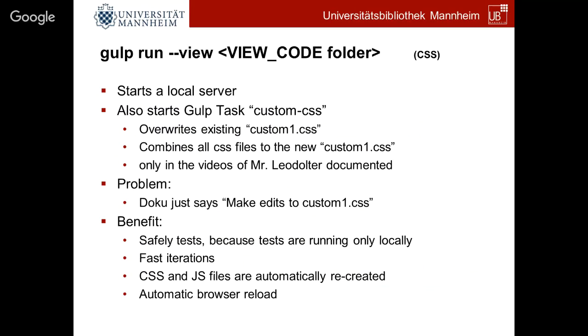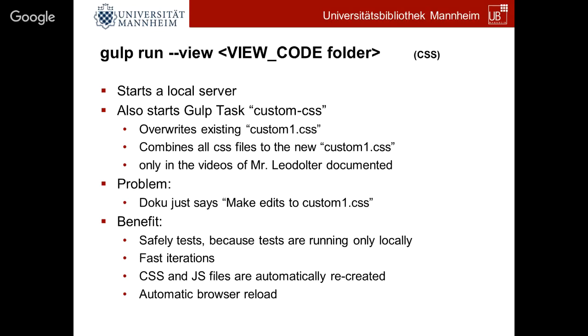The gulp run view starts a local server, but it also starts a gulp task custom CSS. This overrides the existing custom1 CSS, combining all CSS files into a new custom1 CSS, but it's only documented in the videos of Mr. Leotolda that they overwrite the custom1 CSS. And in the Ex Libris documentation, they say you should only make your edits in custom1 CSS. So if you don't use Git or things like this, you get a little bit of confusion and disaster.